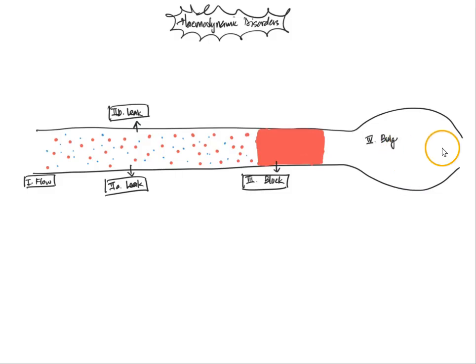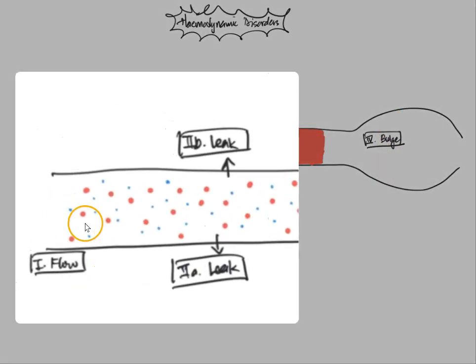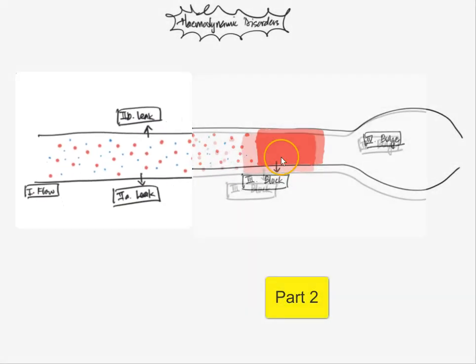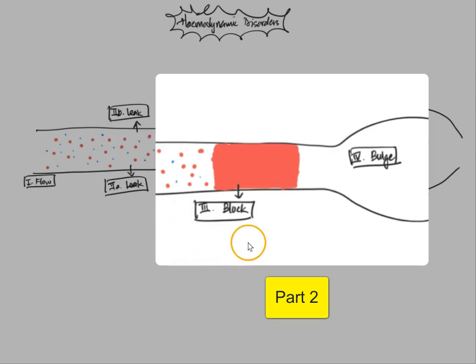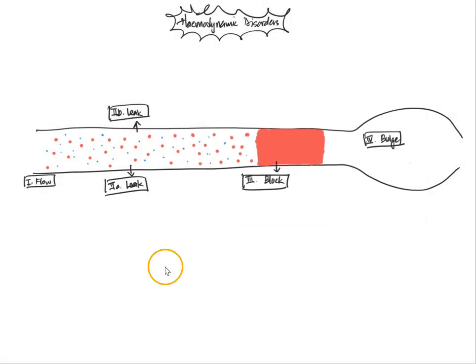And fourthly, I have just written this up as a bulge, and what I mean is abnormal dilatation of the blood vessel. So in this video, we're going to focus on flow as well as leakage. And in part two, we are going to focus primarily on blockage and just end off with a few brief words on abnormal dilatation of the blood vessel.